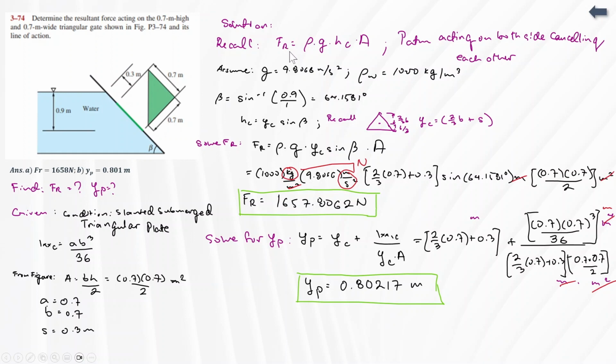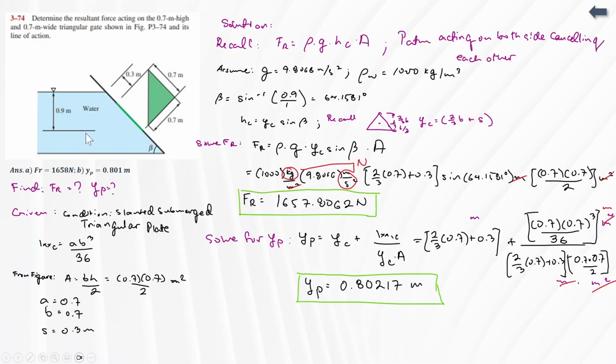And then we recall that the resultant force is rho times g times hc times A, and the atmospheric pressure is acting on both sides, so they cancel each other out. We assume that g is 9.8066 meters per second squared and the density of water is 1,000 kilograms per meter cubed. Immediately we can get beta, which is basically sine inverse of 0.9 over 1, that's 0.3 plus 0.7.